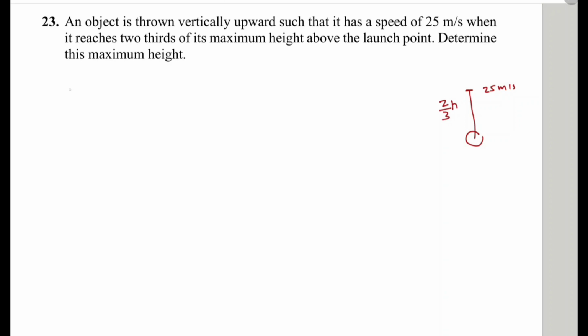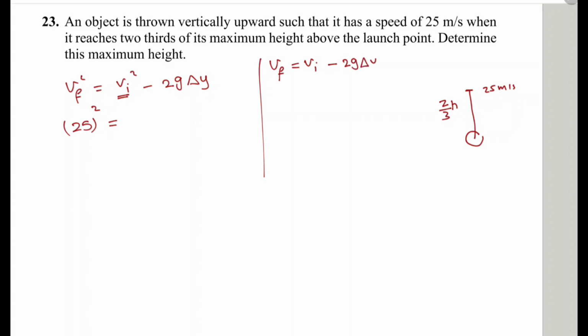Now let's solve this one here. v final square equals v initial square minus 2g delta y, and 25 square equals, now we need to find the v initial in this case here. On the side here, v final square equals v initial square minus 2g delta y, and from this one for the second part, I'm talking here about the second part, so v initial equals square root of 2g delta y.